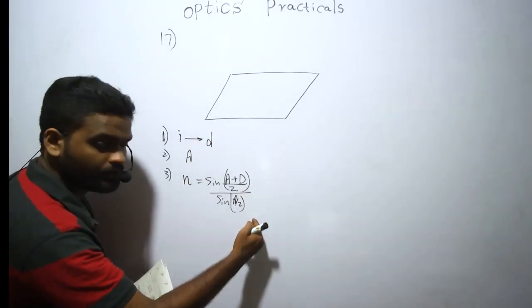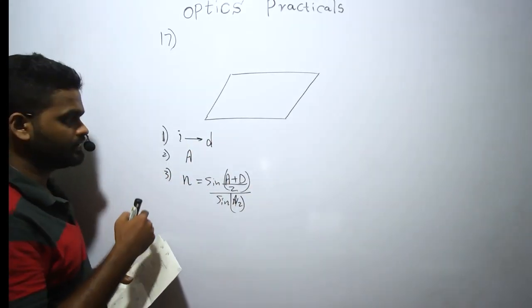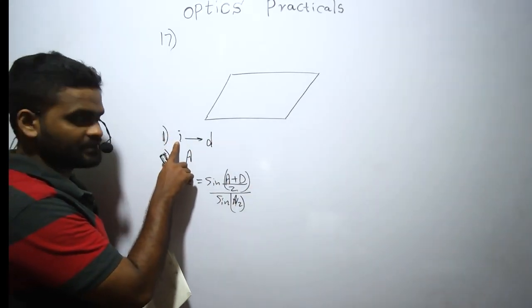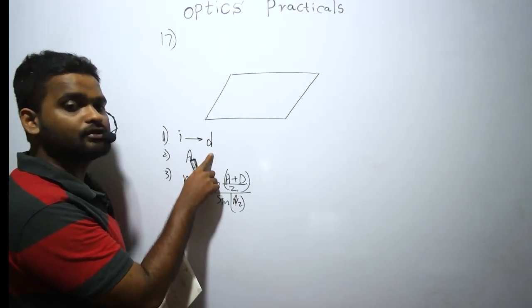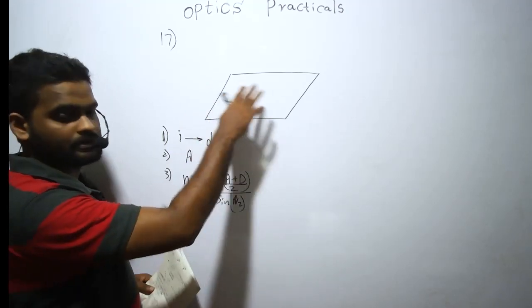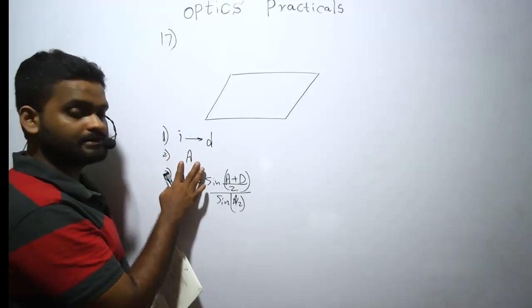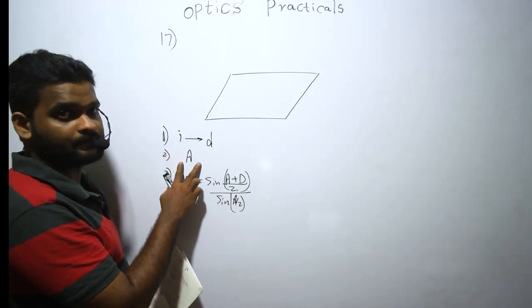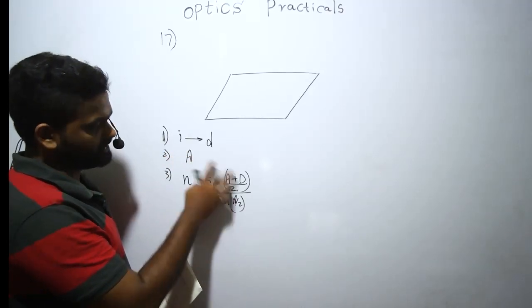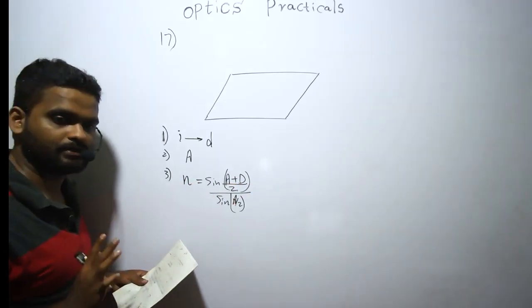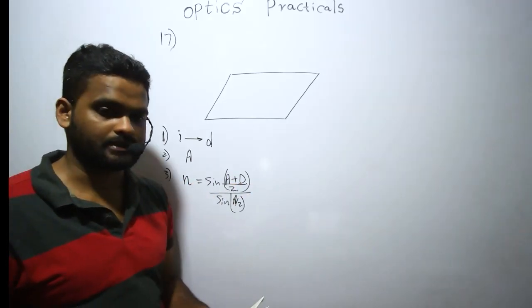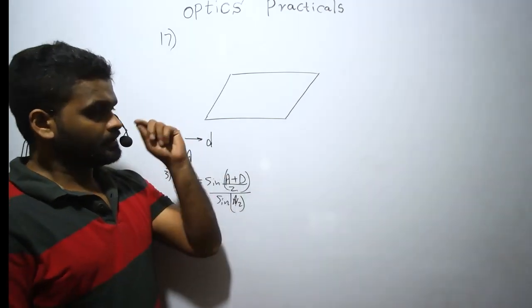So this is what we are going to do in this experiment. For a bunch of different values of i, you are going to find the angle of deviation on the prism. Then you can find the prism angle. Then by substituting those here, you can find the refractive index. So that is what we are going to do in the experiment.